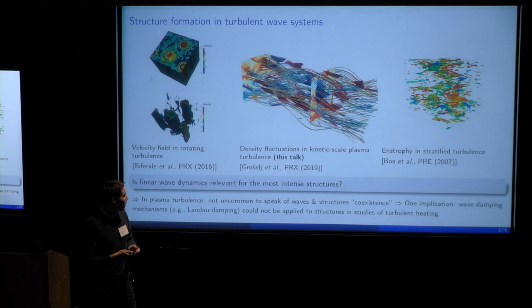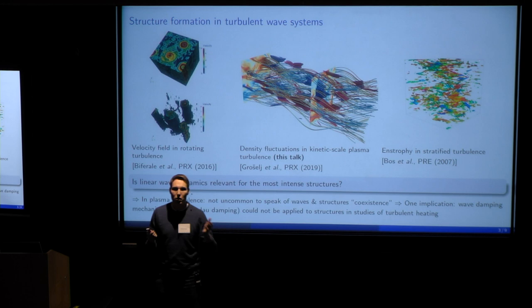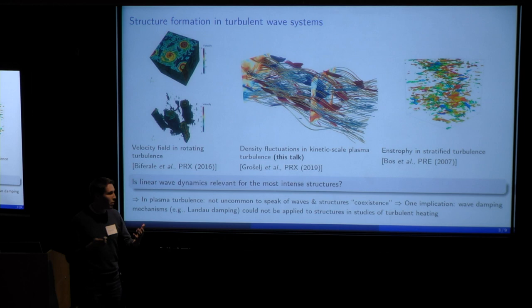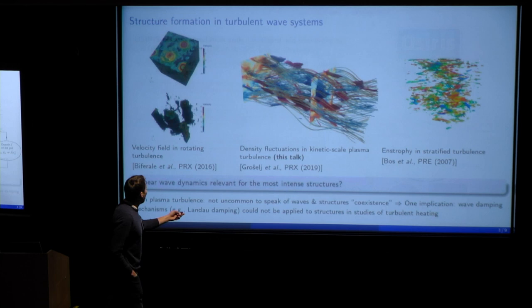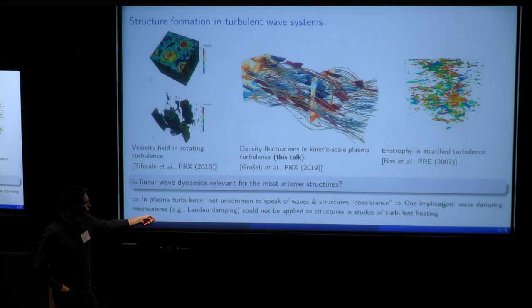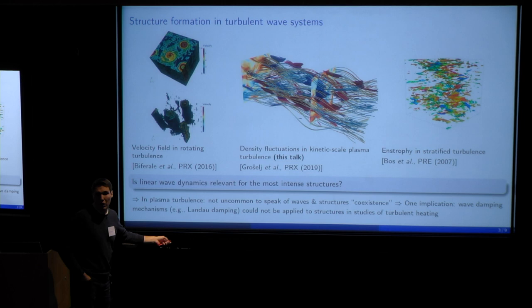Also, another aspect is, well, naively, one might think the eddy turnover time is inversely proportional to the fluctuation amplitude, and I'm explaining why this is naive. So the nonlinear time may be accelerated when we have locally some intense, high-amplitude events. So how does this go together with the wave dynamics? Can it keep up? And again, there are interesting implications for the ion and electron heating here, because if some wave properties were preserved in the structures, maybe we could apply some linear wave damping mechanism to study the heating in the structures. But if the structures are fundamentally different, then all this breaks down and is completely useless.